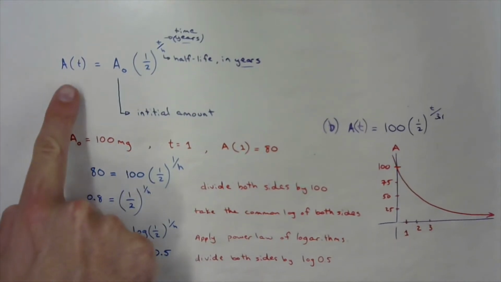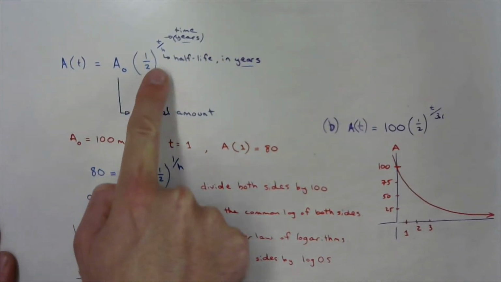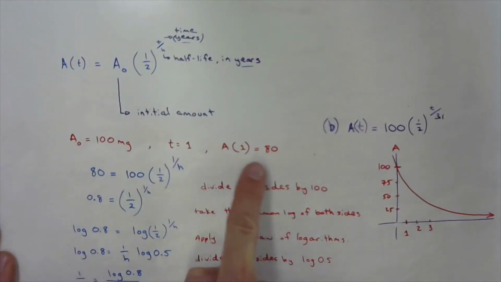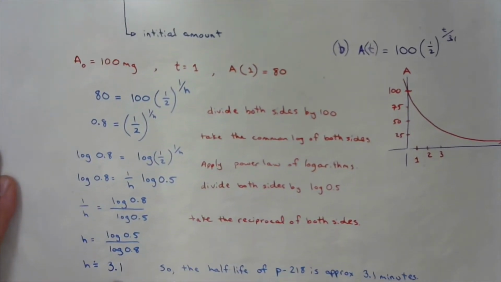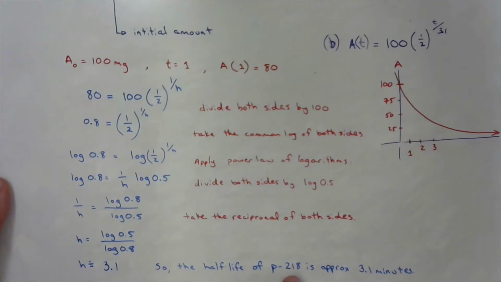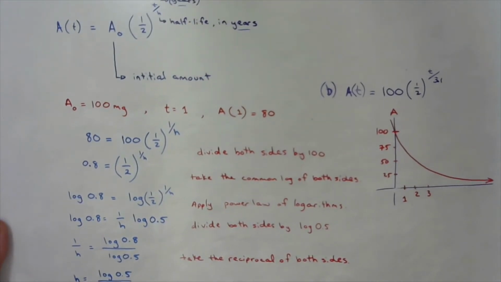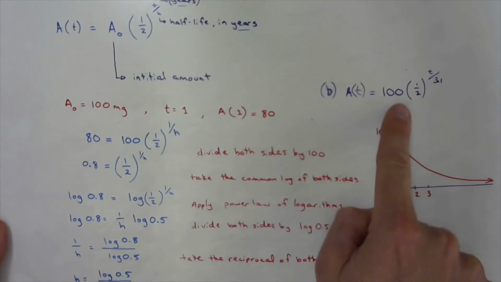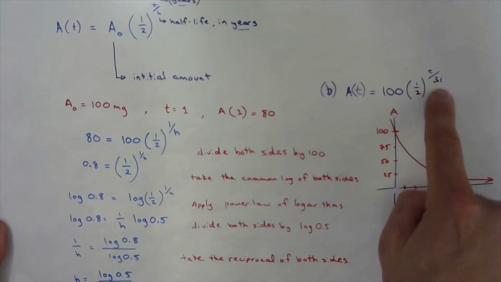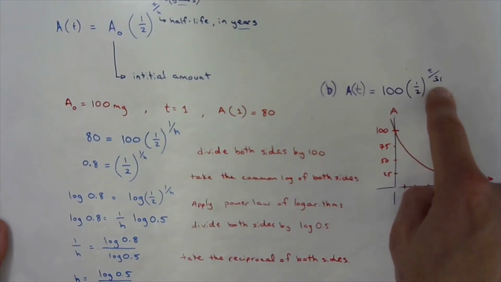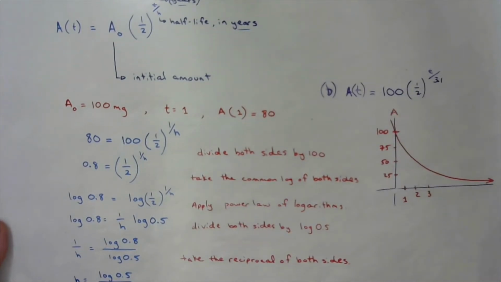Quick review. Start with the formula for half-life. Sub in what you know. Use logs and exponents to answer the question. That'll give you the half-life period. Then you can go back into the general equation specific for polonium 218, in this case with a half-life of 3.1 minutes, and we started with 100 milligrams.